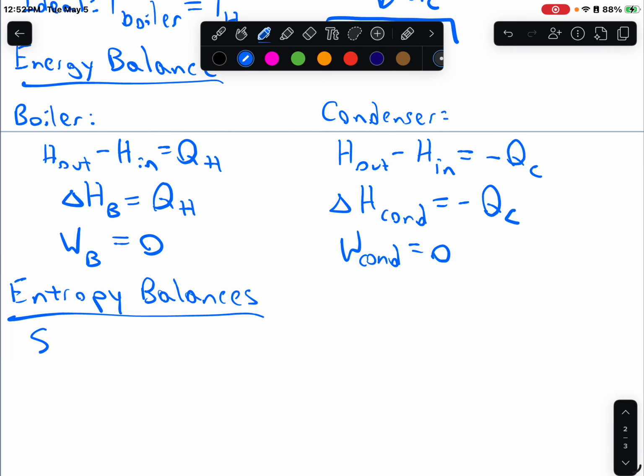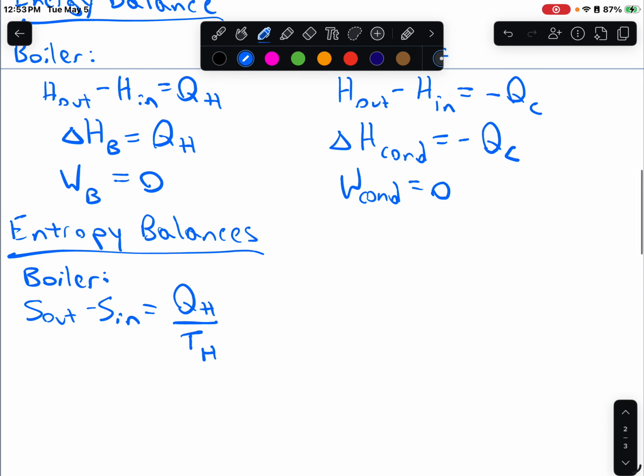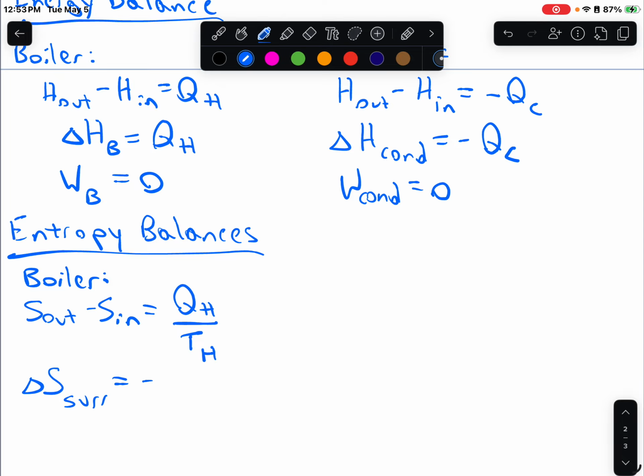So the S out minus S in, I did it again, I forgot to mention what I'm balancing: the boiler. So S out minus S in would equal QH over TH. That means that the delta S of the surroundings, the hot reservoir is considered part of the surroundings, would actually be equal and opposite.